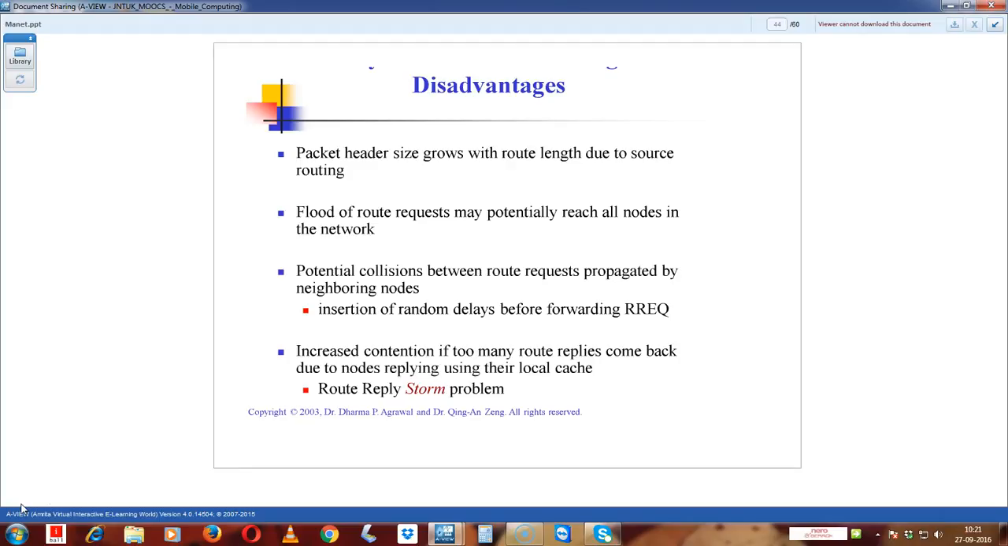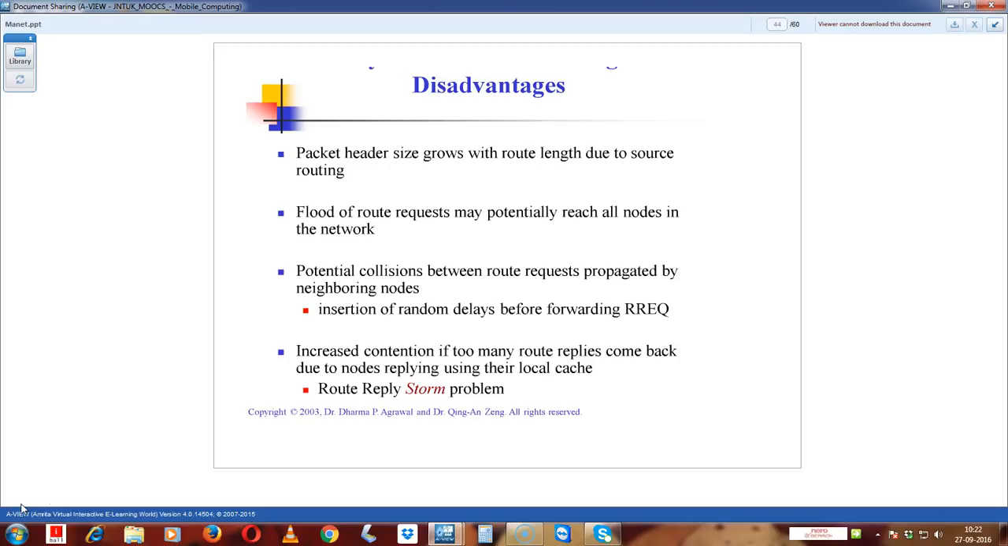Now, what can be the disadvantages? You can easily figure them out now. First disadvantage is your packet header size will increase with route length. As your route increases, the number of intermediate nodes will increase, and their addresses will increase. If you store the intermediate addresses in the packet header itself, your packet header size will increase. That means you're actually increasing your traffic also, and the data is less. It's kind of like you're transmitting addresses only.